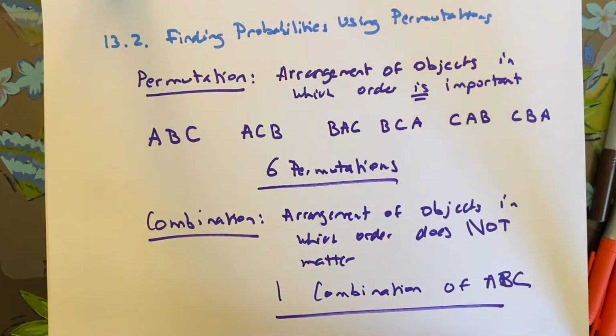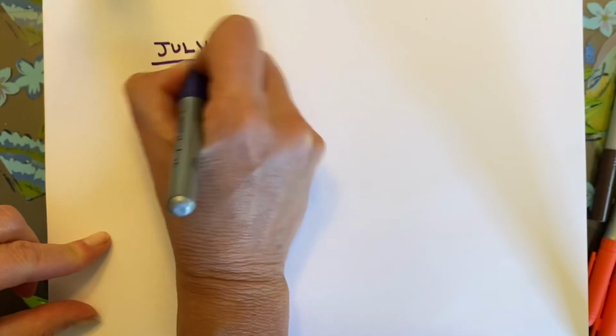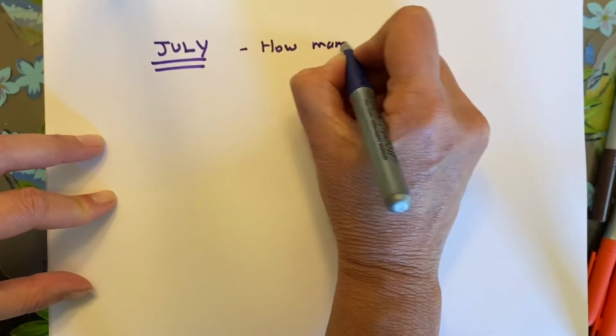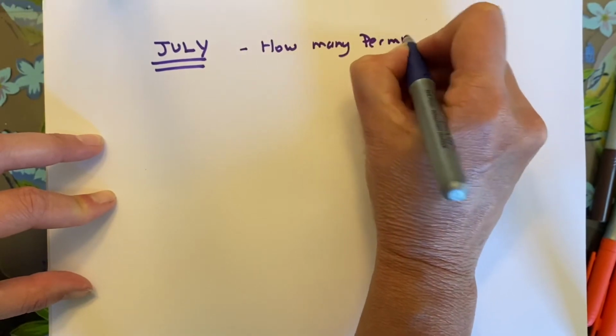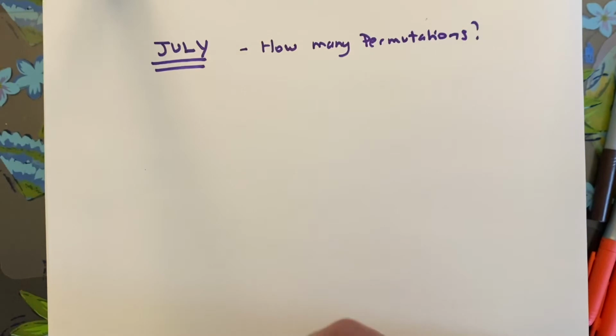Okay, now how do we work that out? How many ways can you arrange all the letters? When we did A, B, C, it was easy, so let's do the letters for the word July. You want to find how many permutations, how many arrangements there are for all these letters.